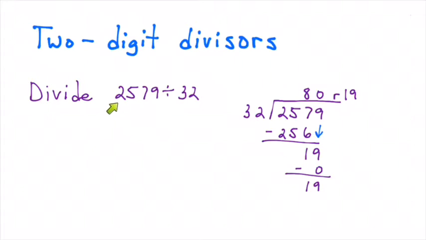So now we know 2,579 divided by 32 is 80, remainder 19.